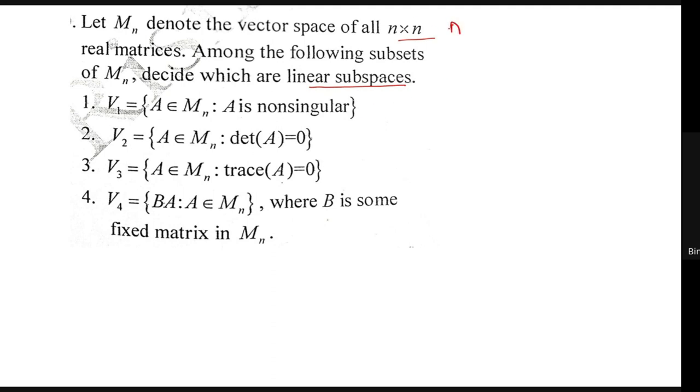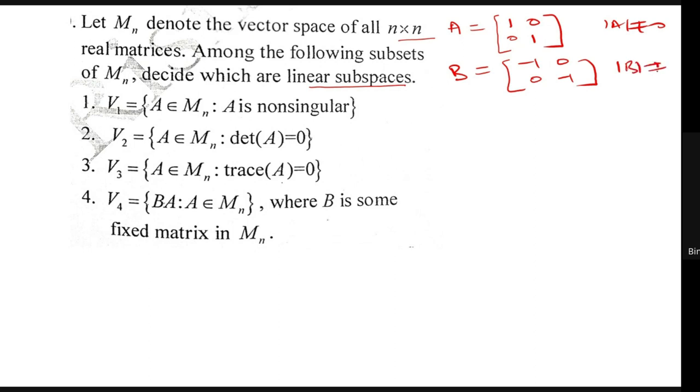Say A belongs to V1, such that A is non-singular. So I have taken this option. B also belongs to V1, and because these are non-singular matrices, the determinant of A is non-zero and the determinant of B is non-zero. Now we have to check whether they are closed under addition or not. So I am taking A plus B, which equals the zero matrix, 0, 0, 0 and 0.